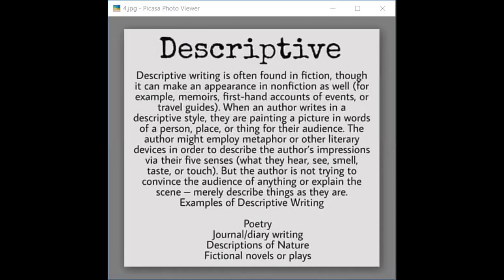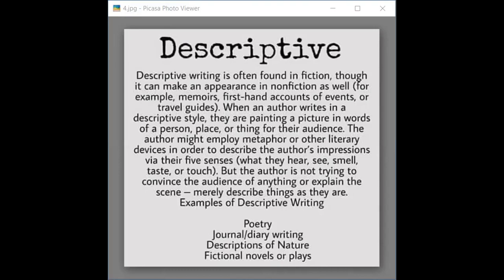Descriptive writing. Descriptive writing is often found in fiction, though it can make an appearance in non-fiction as well. For example, memoirs, first-hand accounts of events, or travel guides. When an author writes in a descriptive style, they are painting a picture in words of a person, place, or thing for their audience. The author might employ metaphor or other literary devices in order to describe the author's impressions via their five senses: what they hear, see, smell, touch, or taste.